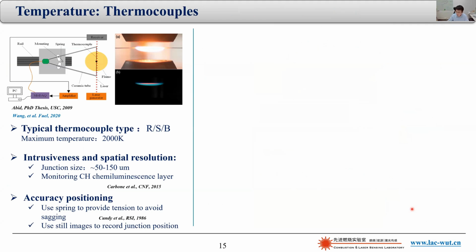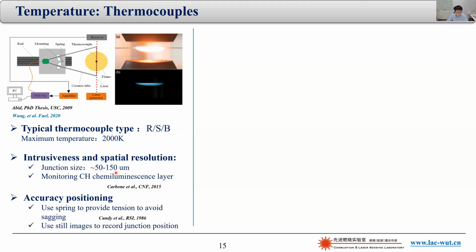Next, we will move on to temperature measurement. A common method to measure temperature is, of course, thermocouple. So here is the image where you can see we insert a thermocouple inside the counterflow flames. Maybe this figure is a little bit overexposed, and if you reduce the exposure time, we can see the thermocouple wire inside the flame. Since the counterflow flame temperature is usually quite high, the only possible thermocouple types that you can use to measure flame are type R, S, or B, with a maximum temperature of around 2000 K.